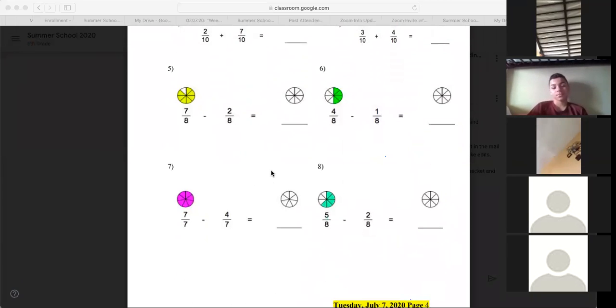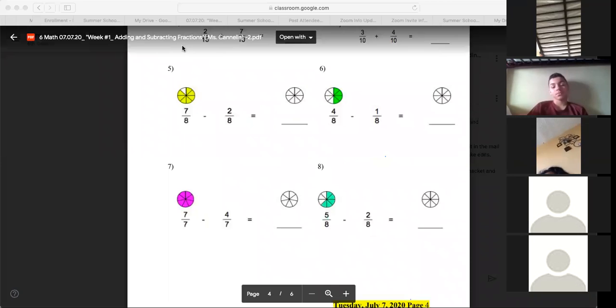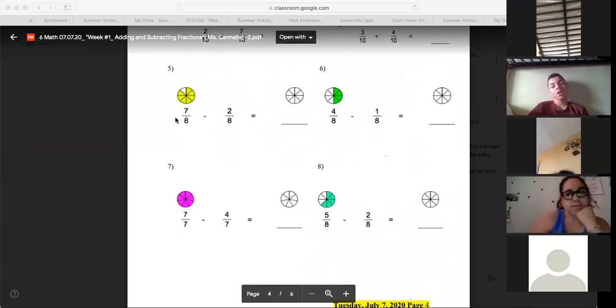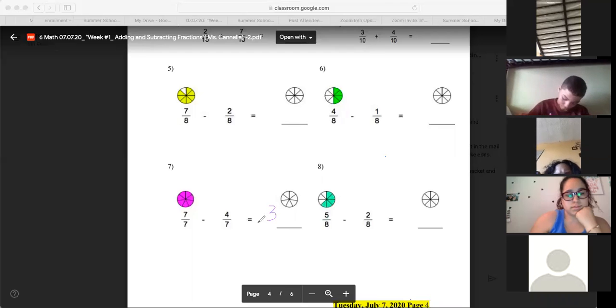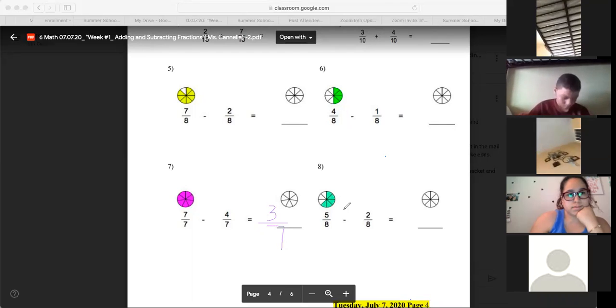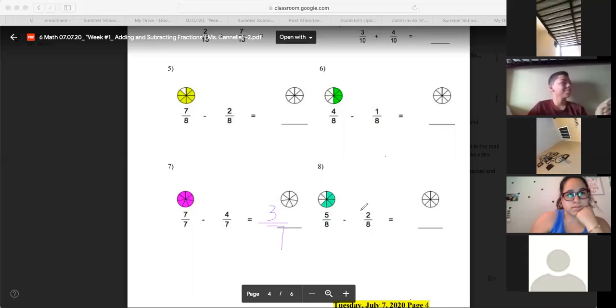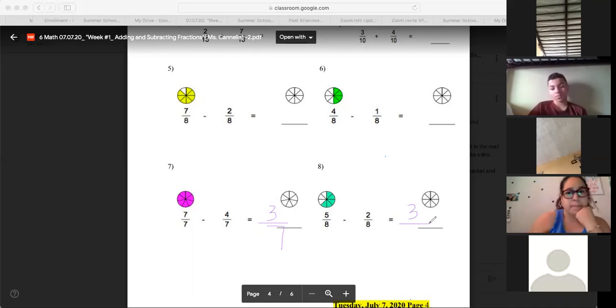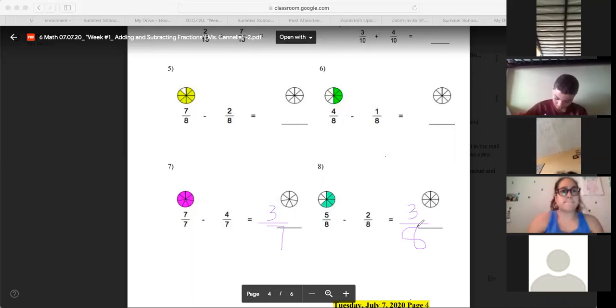All right, Taris, we got number 7 and number 8. Can you read what the fractions say and tell us what we should be writing on our paper? 7 7s minus 4 7s is 3 7s. 3/7. And 5 8s minus 2 8s. If I take 2 away, how many are left? 3 8s. 3/8. Any questions about that? Ask me now before we move on.